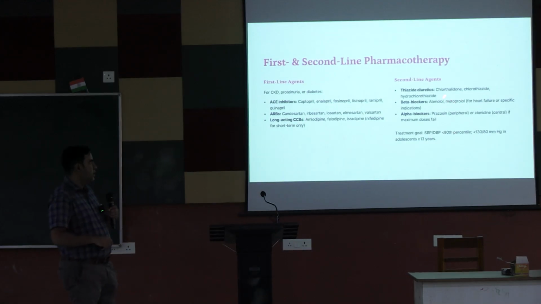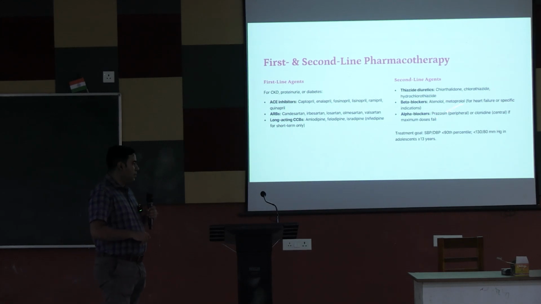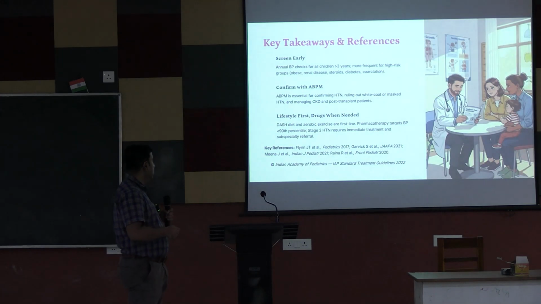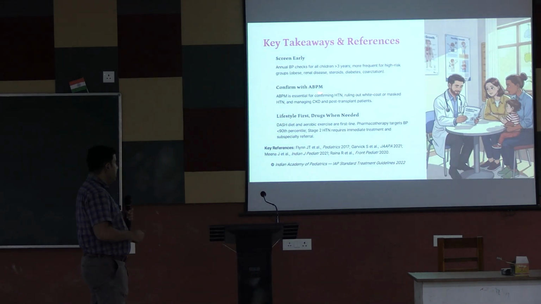If we find a heart disease, or a cause of congestive heart failure related to cardiac causes like cardiomyopathy, then we use beta blockers or alpha blockers. These are the medications: labetalol IV infusion, nicardipine, esmolol, beta blocker, sodium nitroprusside, hydralazine, enalapril. These will be needed later, not now. There is no need to remember the doses now, just remember the names of the drugs. So what are the key takeaways?